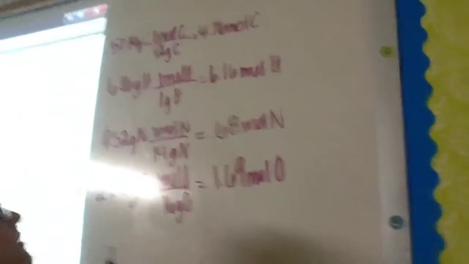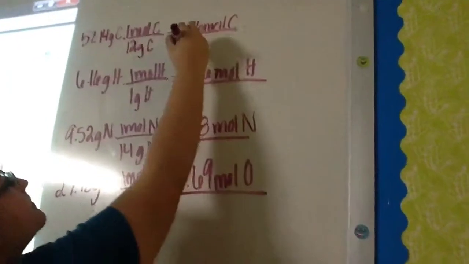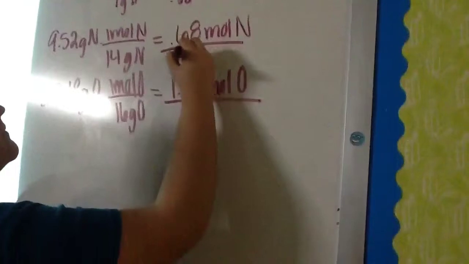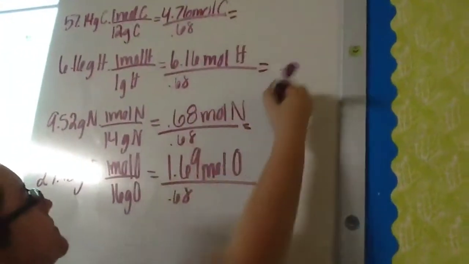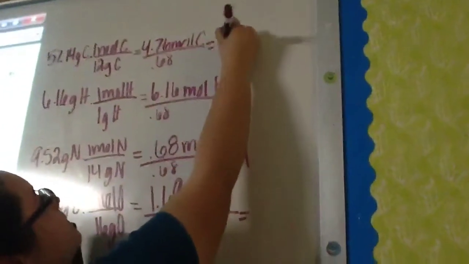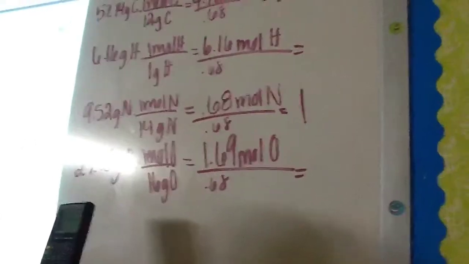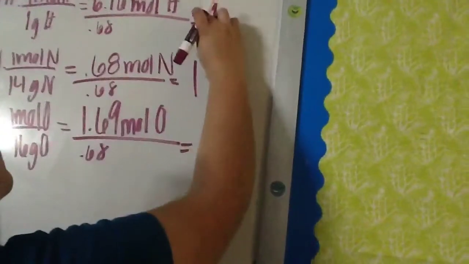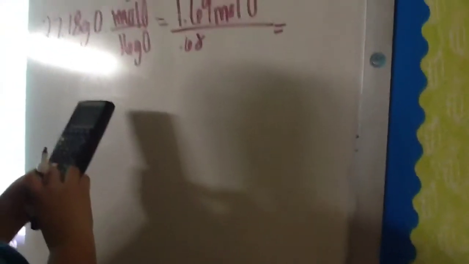So now we're going to go and divide by the smallest one. So the smallest one is obviously 0.68. So this one's 1. So 4.7 divided by 0.68, you get 6.9, which is approximately 7. 6.16 divided by 0.68 is 9.05, which is approximately 9. And 1.69 divided by 0.68 is 2.5.